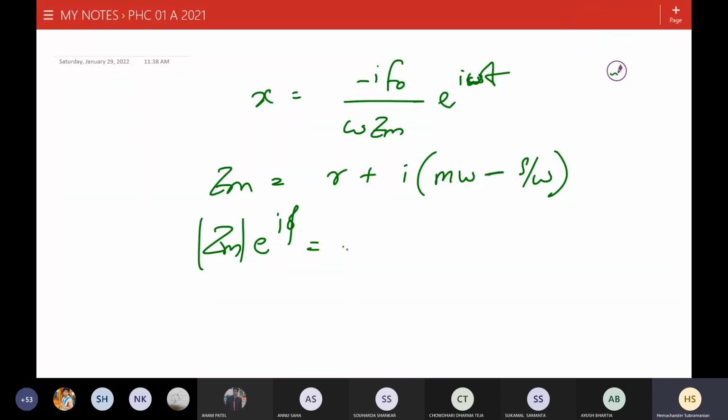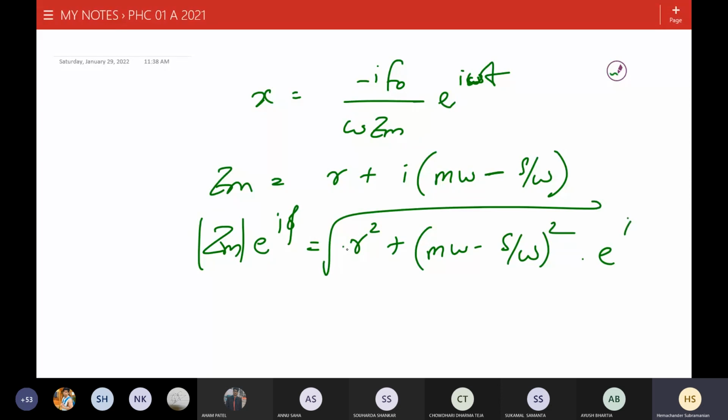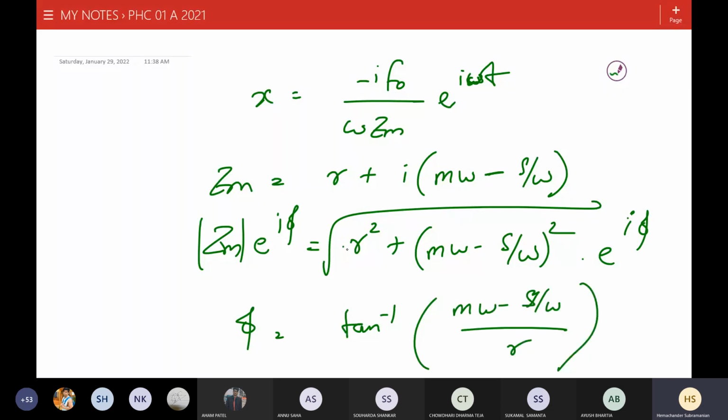ZM, as I wrote earlier, is R plus i M omega minus S over omega. And so ZM can be written as the square root of R square plus M omega minus S over omega, squared, times e power i phi, where phi is tan inverse of M omega minus S over omega divided by R. You understand this, right? This is just a polar transformation. You're writing it in polar coordinates. That's it.